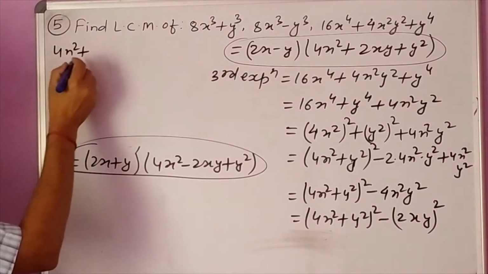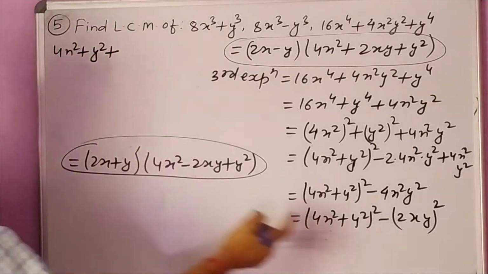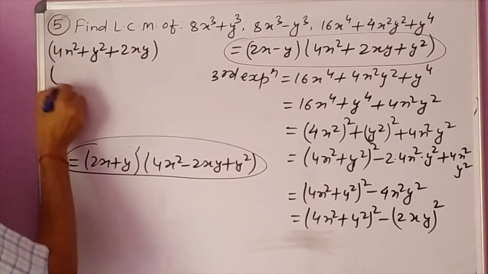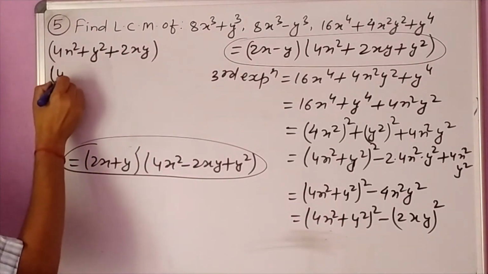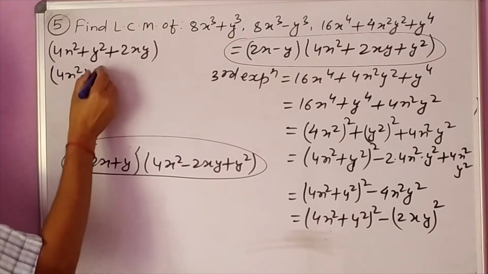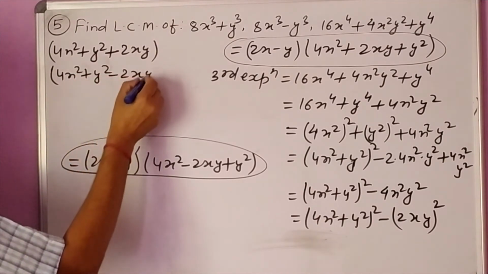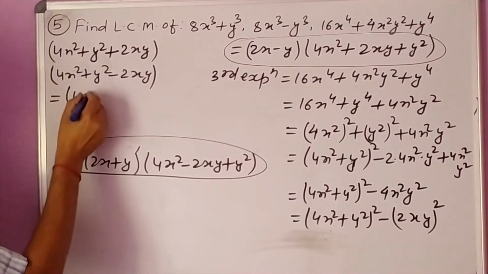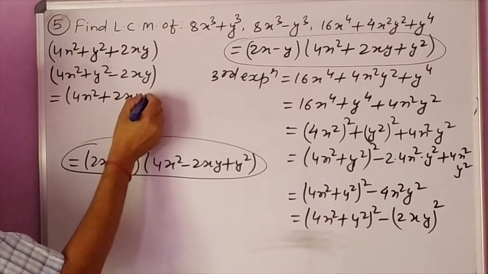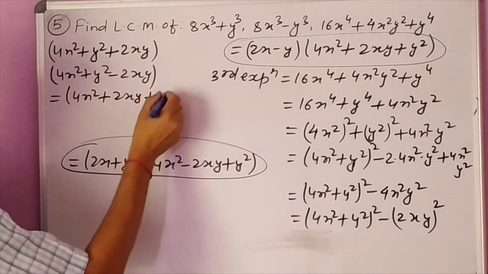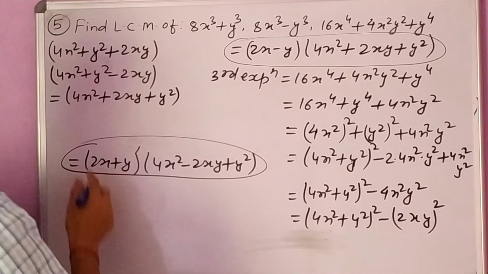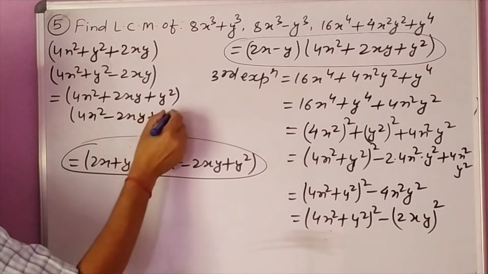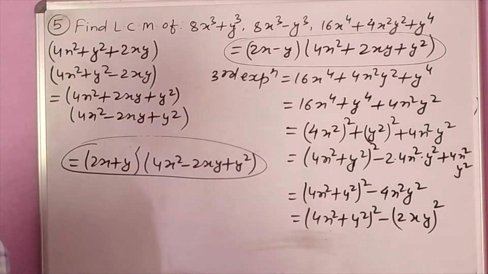Here a is 4x square plus y square, and b is 2xy. A plus b and a minus b: a is 4x square plus y square, plus b which is 2xy, and a minus b. If you write these in order, 4x square plus 2xy plus y square times 4x square minus 2xy plus y square. So these are the factors of the third expression.